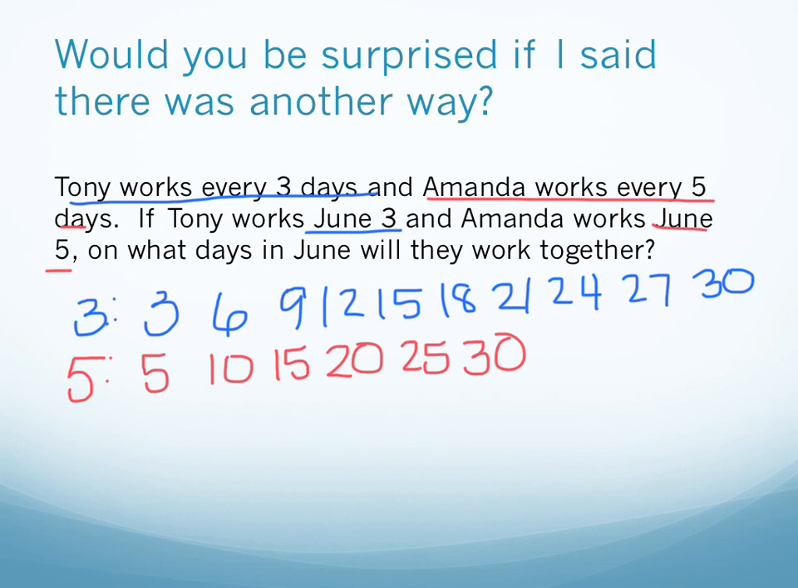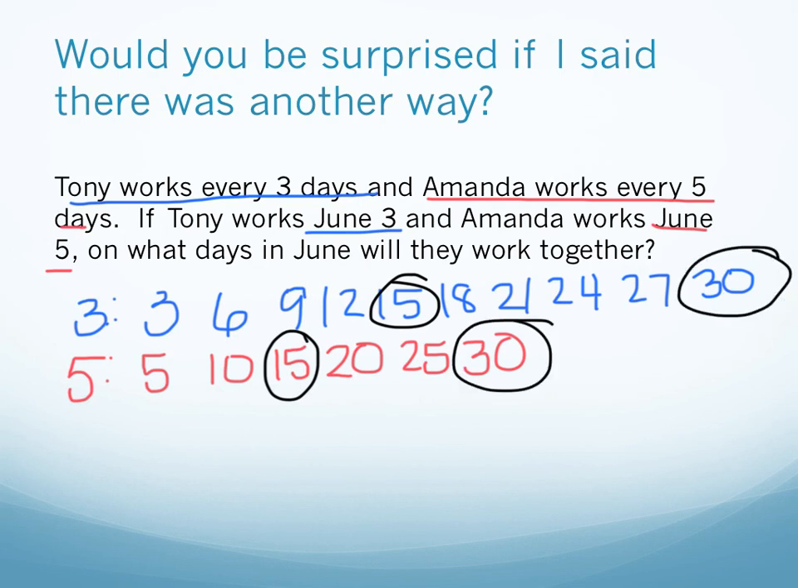Now to find my answer, I look for the multiples that they have in common. I usually look at my larger number and see which ones are also in my smaller number. There's no 5 listed in the multiples of 3. There's also no 10. But I do see 15 in both. There's no 20 or 25 in the multiples of 3. But I do also see 30 in both, telling me that Tony and Amanda will work together on June 15th and June 30th.